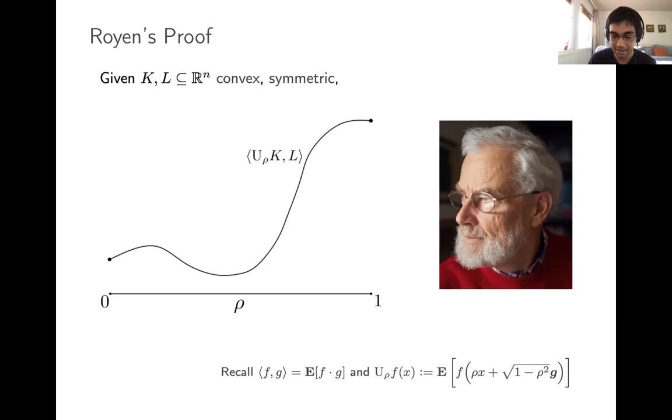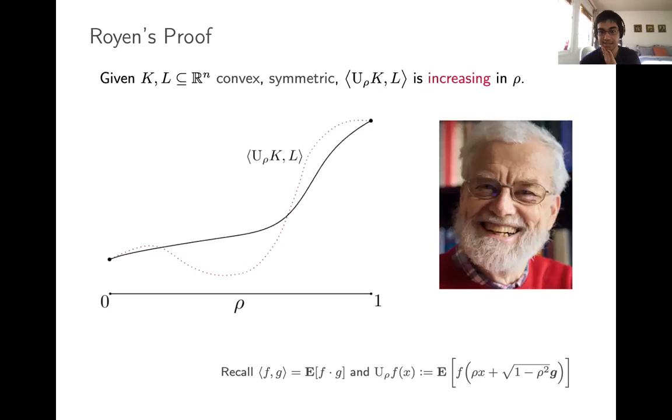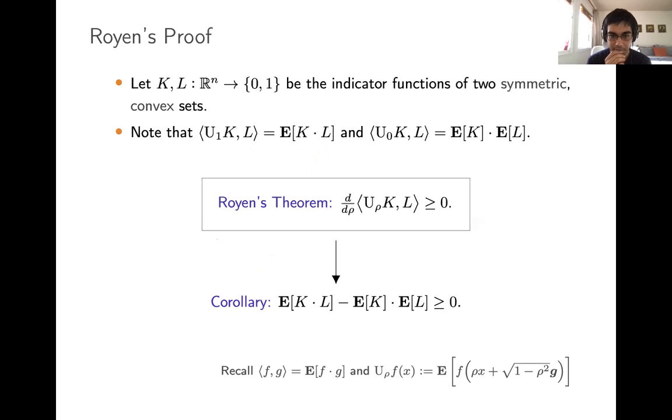Royen shows that the curve's got to look something like this. More formally, what Royen shows is that this inner product between U rho K and L is increasing in this noise parameter rho. So once you've got this monotonicity of this inner product, this qualitative Gaussian correlation inequality is immediate. It's an easy consequence, and this monotonicity will be crucial for us as well when we prove the Talagrand analog for symmetric convex sets of Gaussian space.